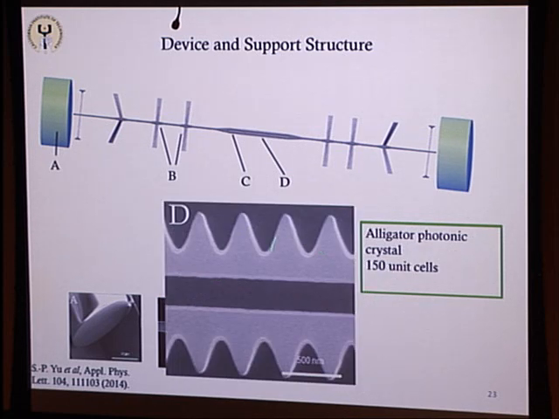And then there's the crystal itself. This is an SEM of the photonic crystal waveguide. You can see the modulation here, and this is where we want to put the atoms, in this vacuum gap here. We generate, often, roughly 150 unit cells. That changes from run to run depending on what we've put into the E-beam machine.